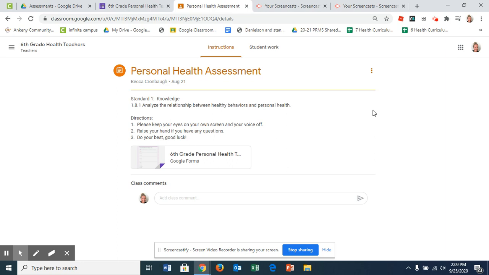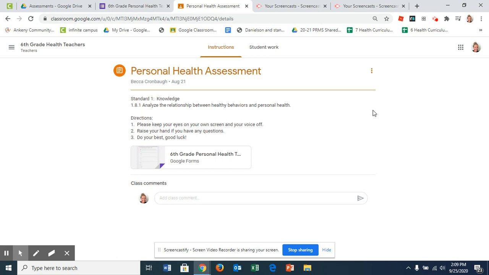Hi, sixth graders. Today you will be taking your personal health assessment. This is where you will analyze the relationship between healthy behaviors and personal health. The directions for the health test are to please keep your eyes on your own screen and your voice off. Raise your hand if you have any questions and do your best.